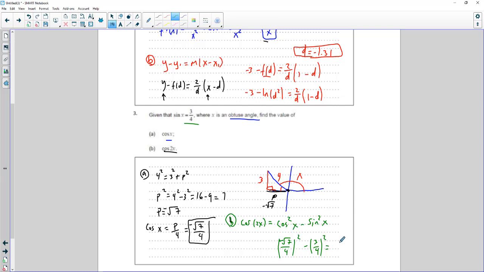So what I'll have now is 7/16 minus 9/16, which is negative 2/16, which is negative 1/8. And that will be your answer for that one.